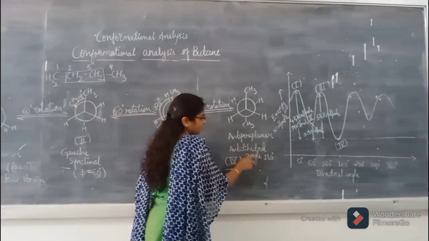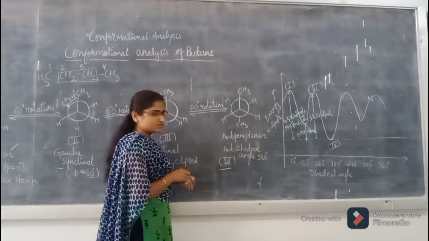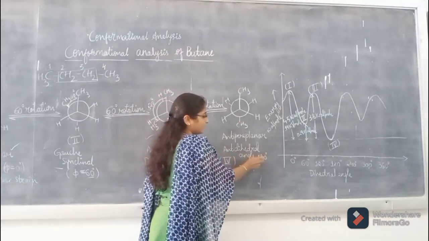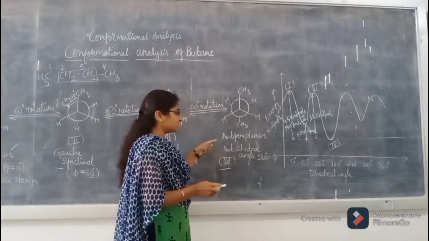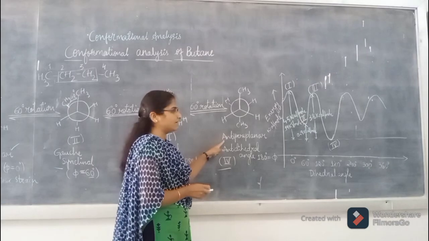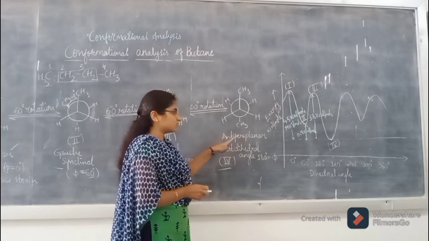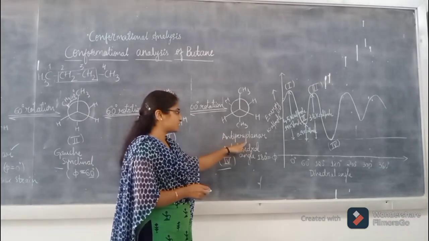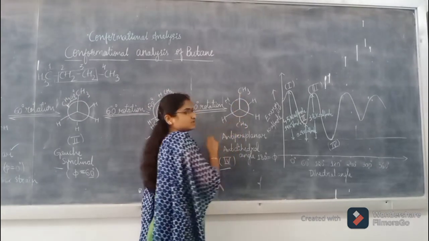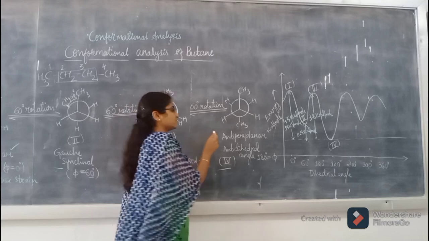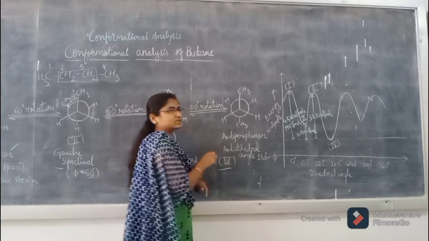That is called the anti-dihedral angle, which will be 180 degrees. This conformation is also called anti-periplanar conformation, wherein the dihedral angle between the two methyl groups is 180 degrees, and this is more stable when compared to all the conformations.